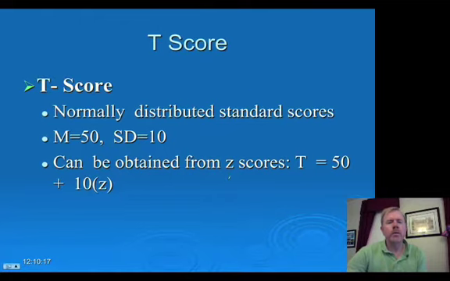So we can obtain a t-score from a z-score by just saying t is 50 plus 10 times z. So you'll see that that always works out, even if z is minus 1. If we say t equals 50 plus 10 times minus 1, that's 50 plus negative 10, which is 40, and voila, we have our transformed score. Our z-score of negative 1 becomes a t-score of 40.